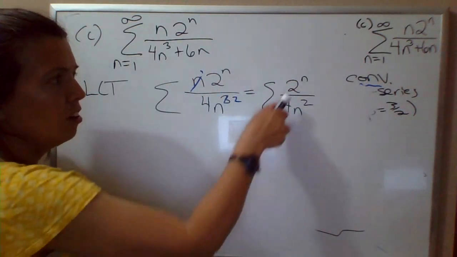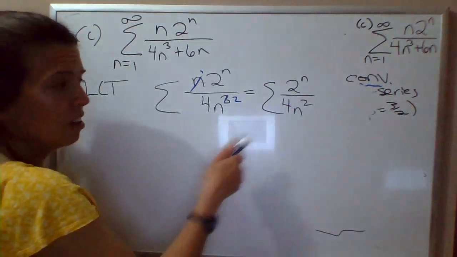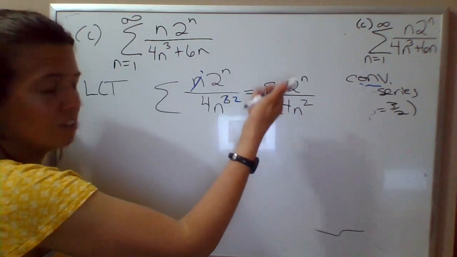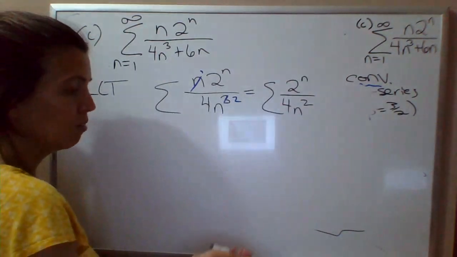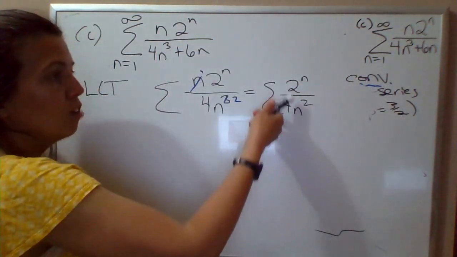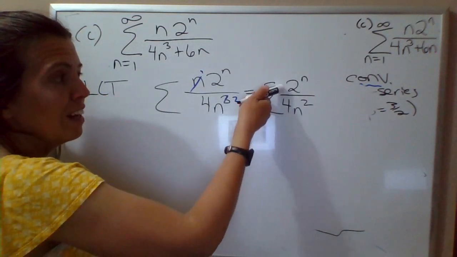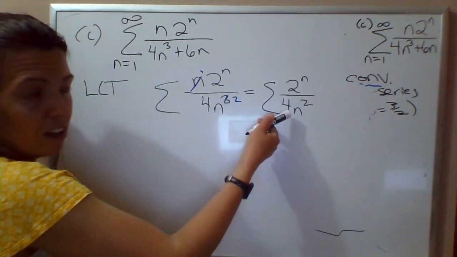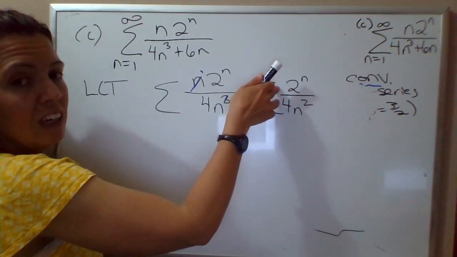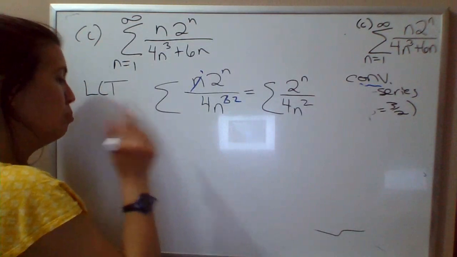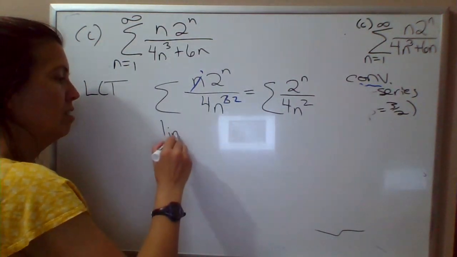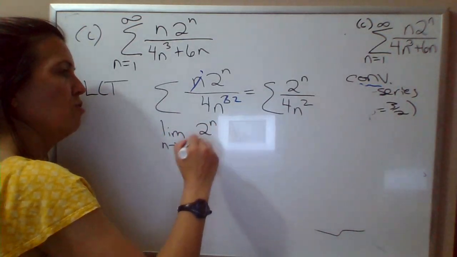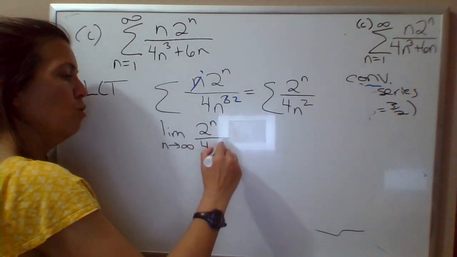Thing to notice here, that numerator is increasing a lot more quickly than the denominator, right? Exponential functions are among your fastest growing functions. So in the limit as n approaches infinity, 2 to the n is going to take off and leave 4n squared in the dust. And so that ratio is going to approach infinity. To prove that, here I'll write it out. We're taking the limit as n approaches infinity of 2 to the n over 4n squared.